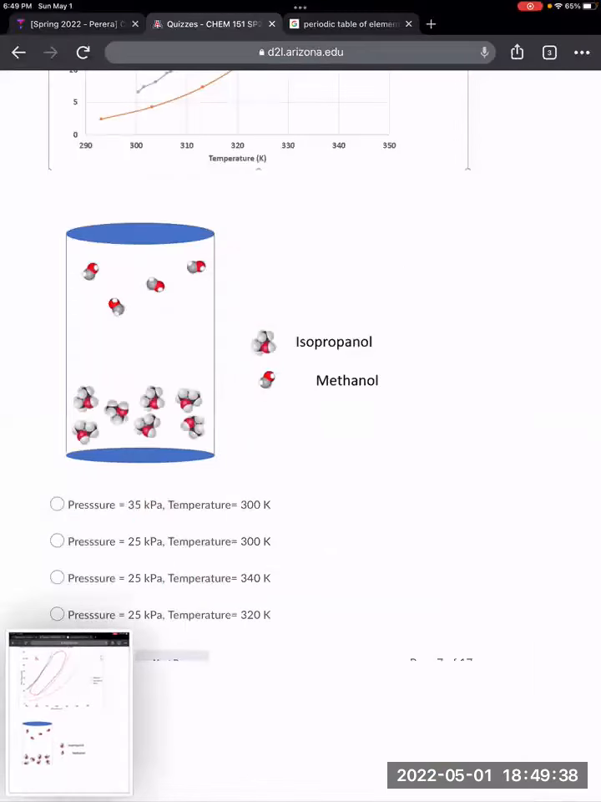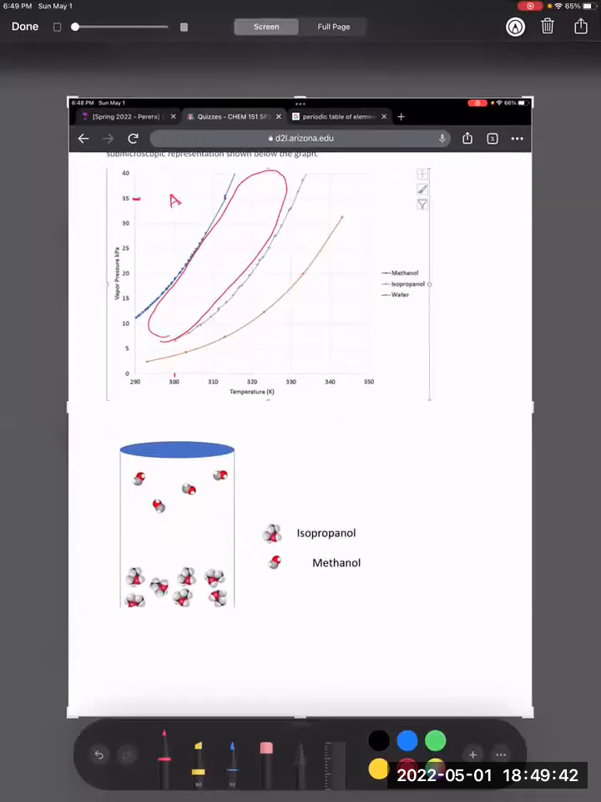Let's go with B, 25 and 300. 25 kilopascals and 300 should be over here. Again, you're above both curves. You're above methanol, therefore methanol is in the liquid phase here. So that doesn't work. Methanol must be in the gas phase. If you're above the curve, you're in the liquid phase.